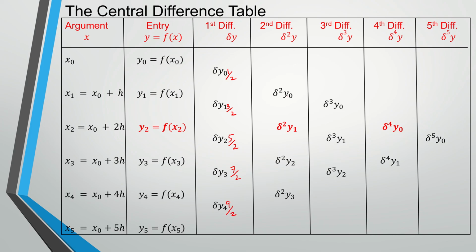Whereas the second order will be starting from here. This is the second order central difference for y1. This will be going for y2. This is for y3, and this is for y4. Then again this one will be for 3 by 2. This will be for 5 by 2.